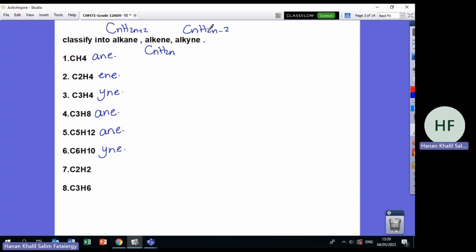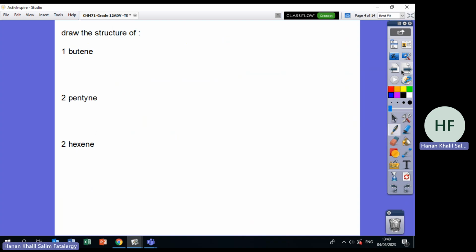C2H2. Again, simply, if you see the H is double the C, this is alkene. 2 double is 4, 3 double is 6. If you see the H is double the C plus 2, this is alkane. If you see it's double the C and minus 2, like here C is 2, put 2 times 2, 4 minus 2, this is 2, so this is alkyne. Another question. Draw the structure of butene.